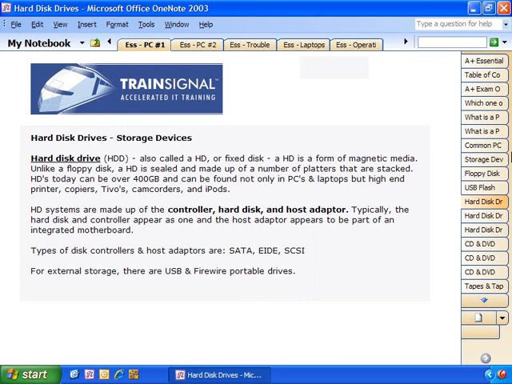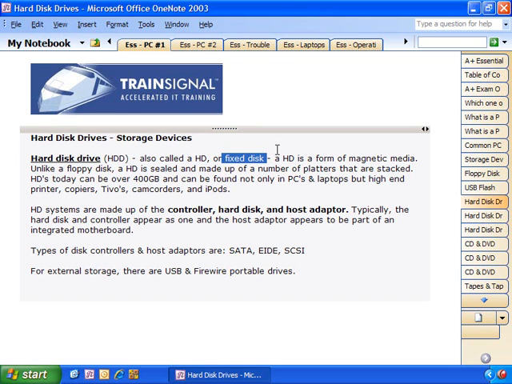All right, now let's talk about hard disk drives. So we talked about USB flash and floppy drives, and those are really meant to be portable storage that you can take with you. Hard disk drives, on the other hand, are meant to be more permanent storage that either you install into your computer or you connect to the back of the computer, but they're meant to be plugged in and powered on whenever the computer is powered on. So a hard disk drive is also called an HD, or a hard drive. Or sometimes it's called a fixed disk.